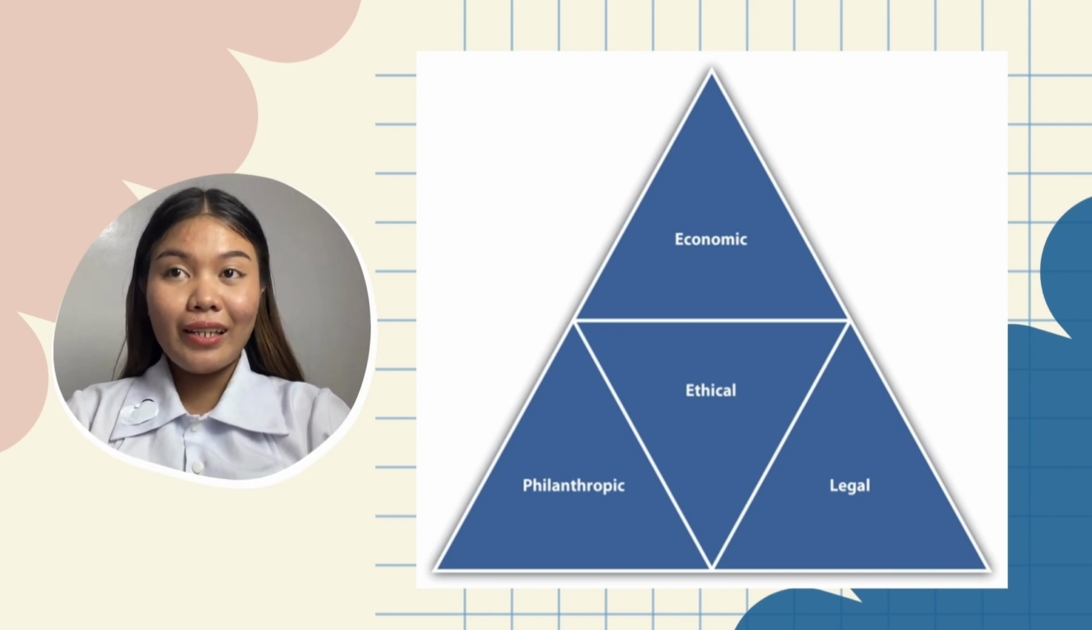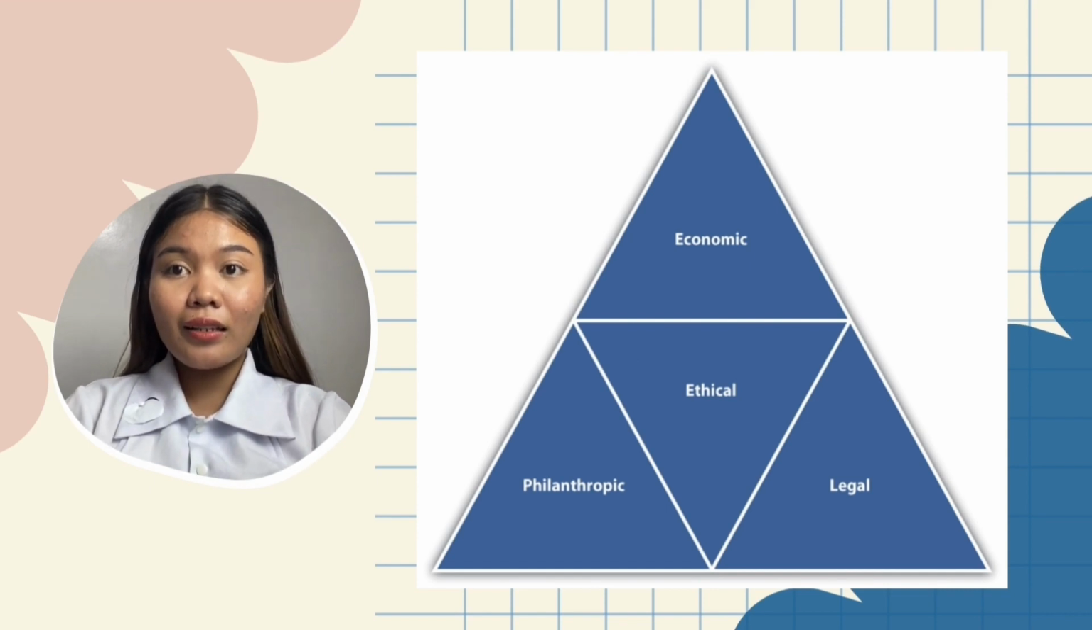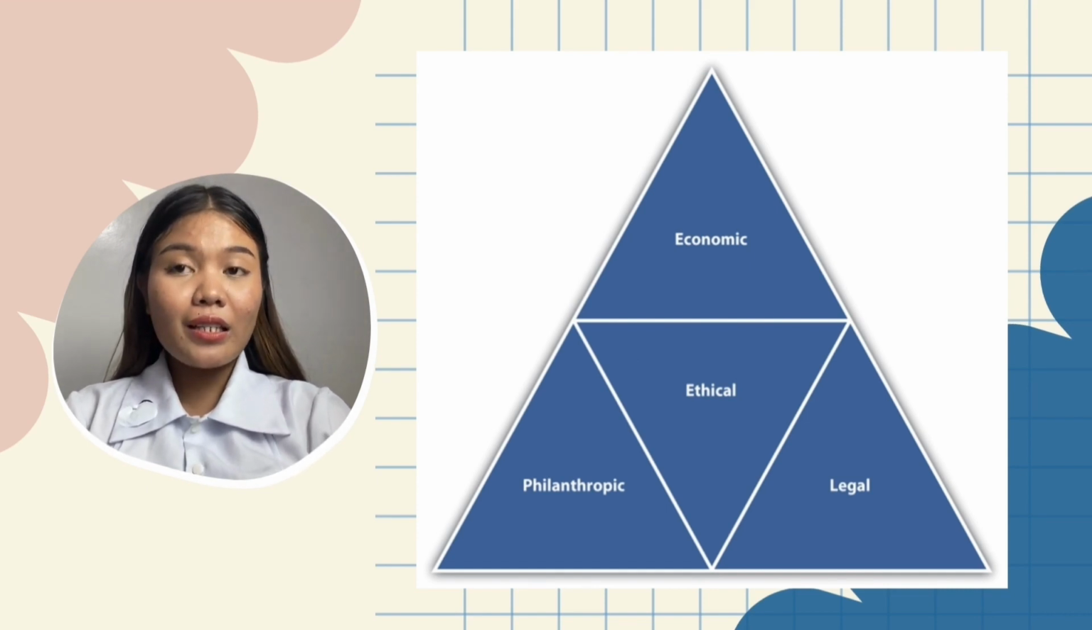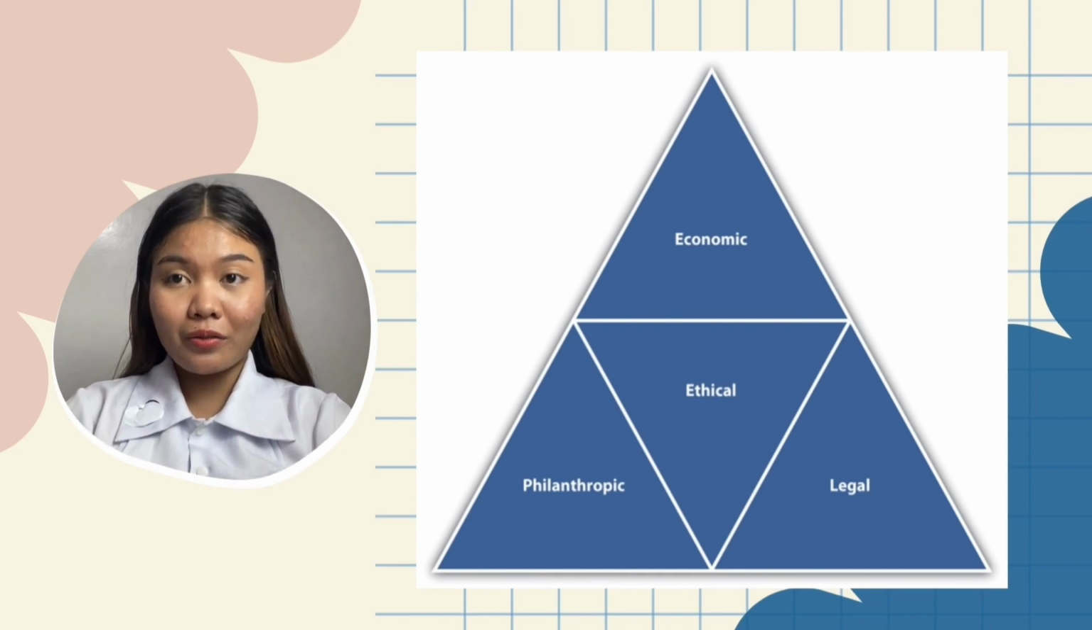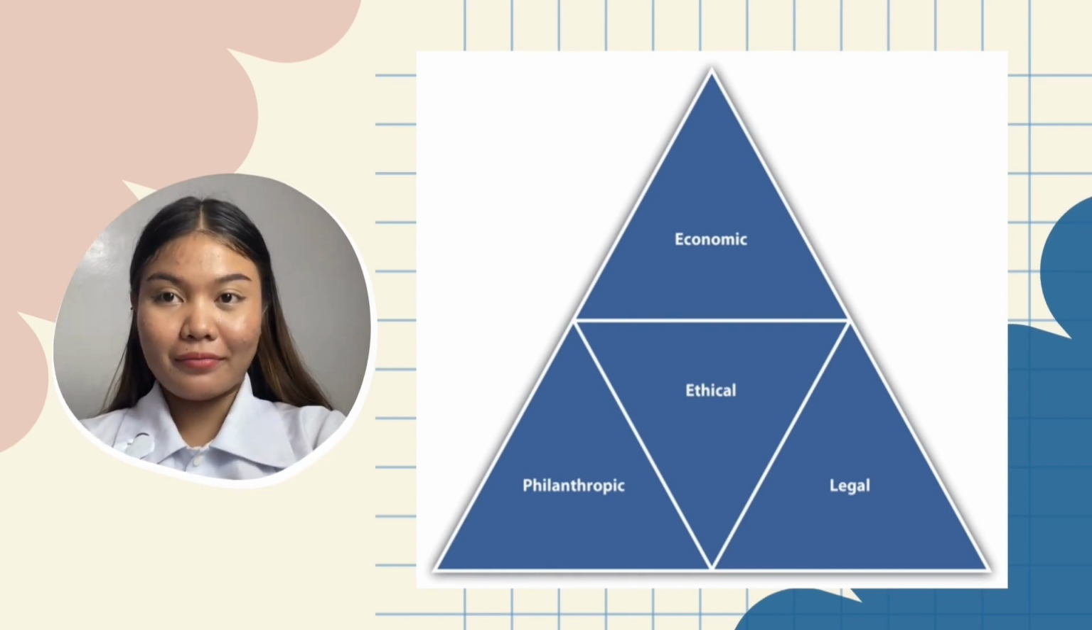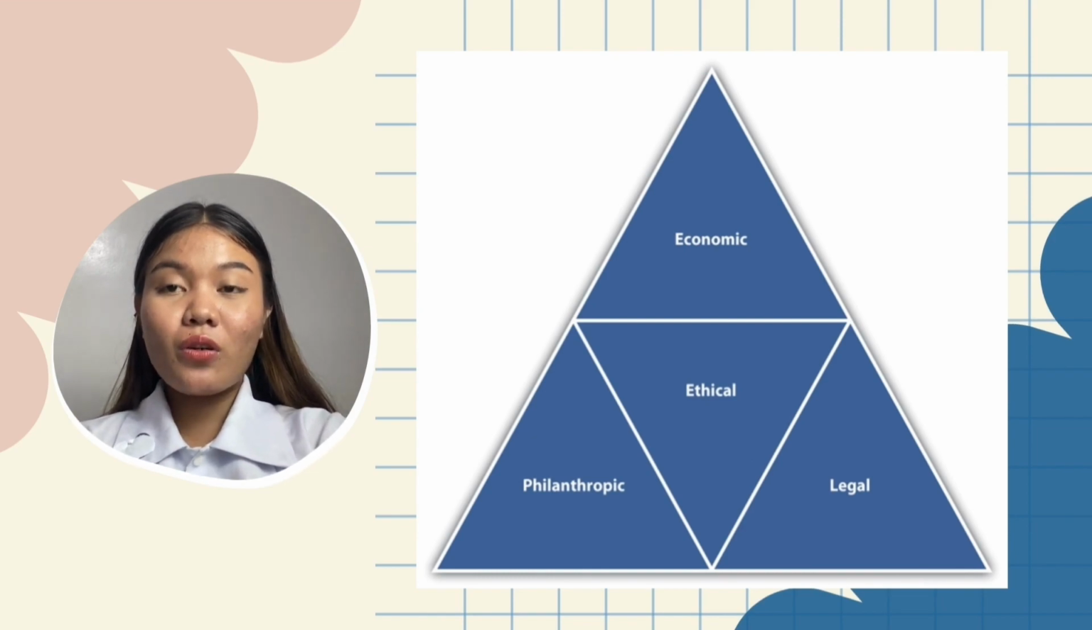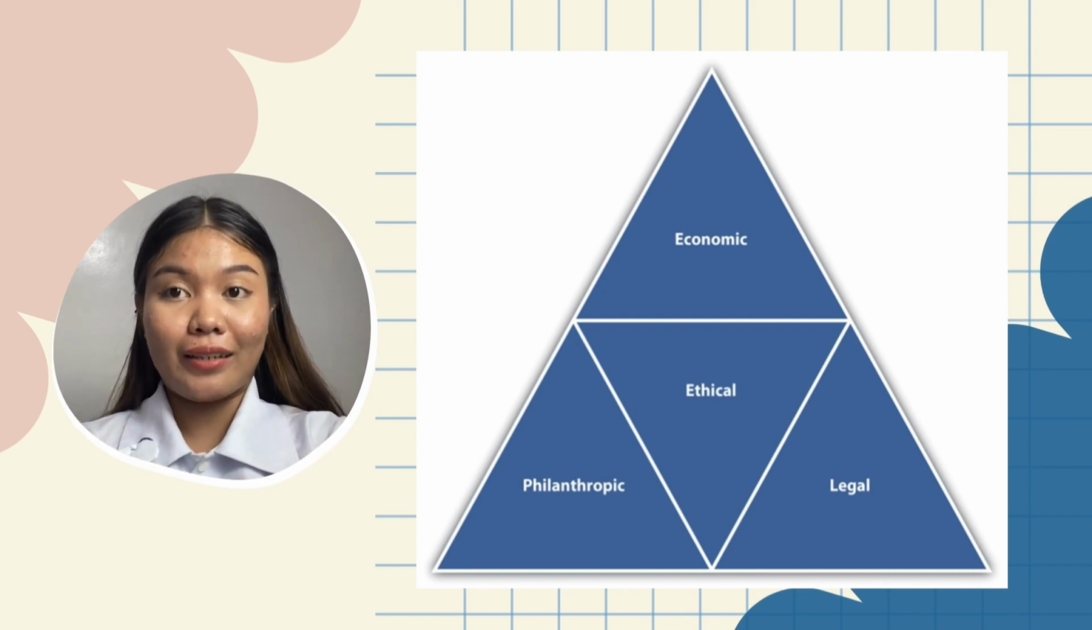Next is the legal aspect. A company must follow the law and take legal action to do so. For example, car companies are required to meet a certain level of emission in the standards of car production. Next is the ethical aspect. To be ethically responsible, you need to go above and beyond the legal requirements to meet the expectation of the society.